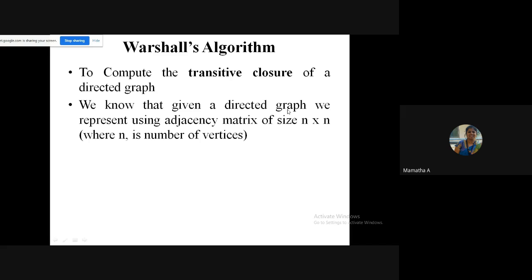So given a directed graph, how do we represent it? That's very important. Why? Because in a program I cannot draw nodes and edges. So I should represent the directed graph using one of the representations, called the adjacency matrix. So what is this adjacency matrix? It is a table format, with certain rows and columns. It is n cross n. Rows is also n, column is also n, where n is the number of vertices.